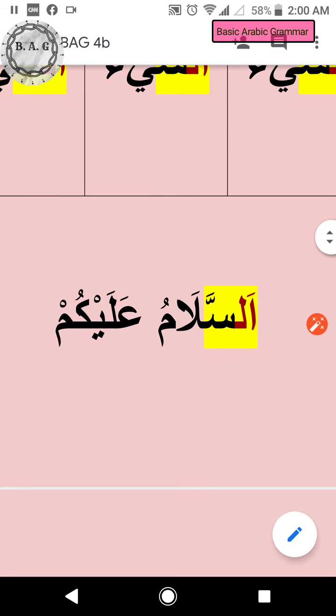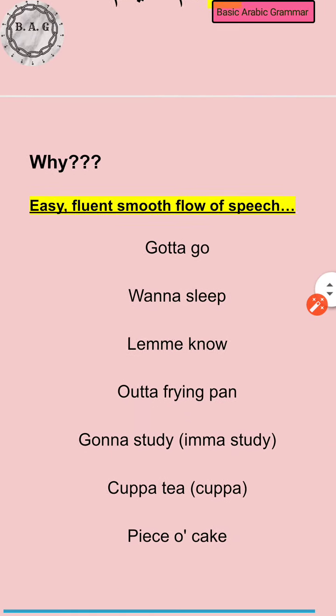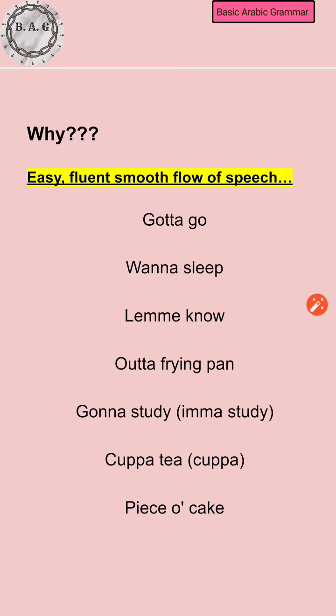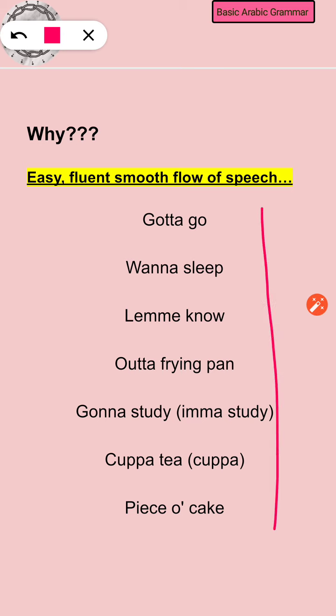First of all, we need to see why this happens, what is the rationale behind it. The rationale is simple. Every language tends to have some way of making speech easy and fluent, so that we don't have to stick too much, and the speech should flow fluently and smoothly. Some examples in English are mentioned here, so let's go to them.